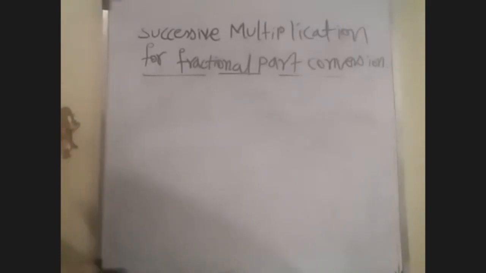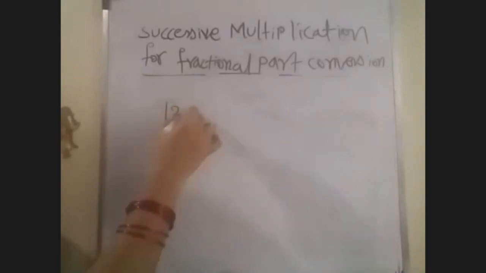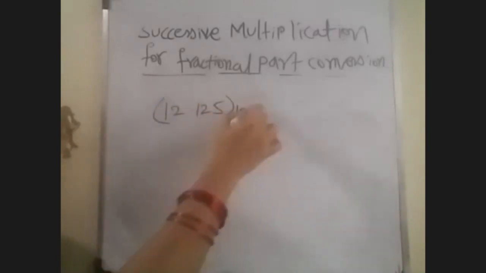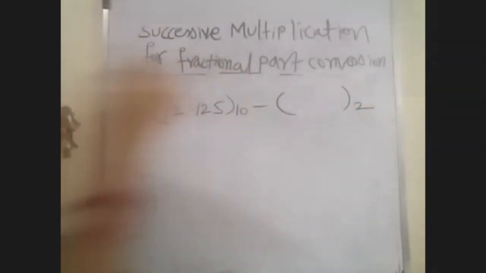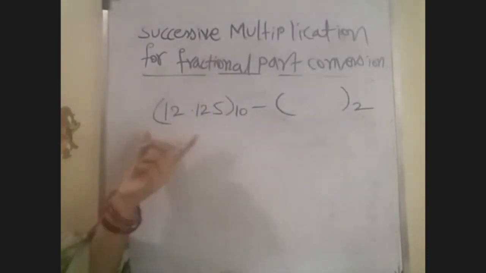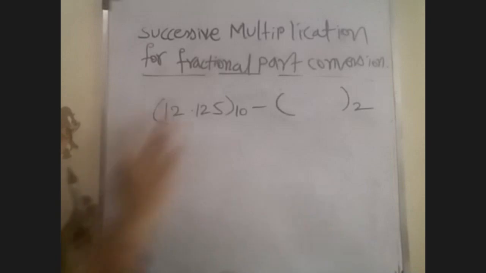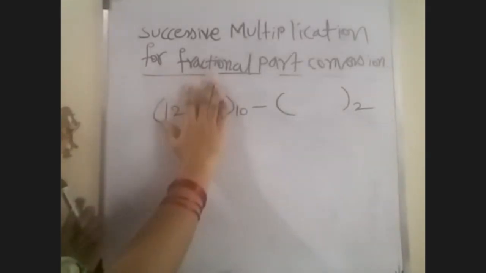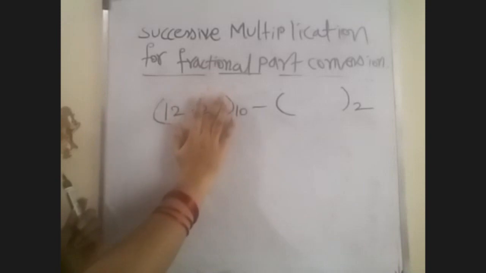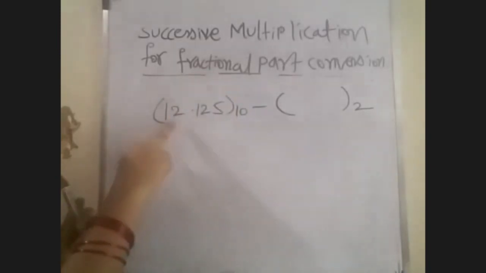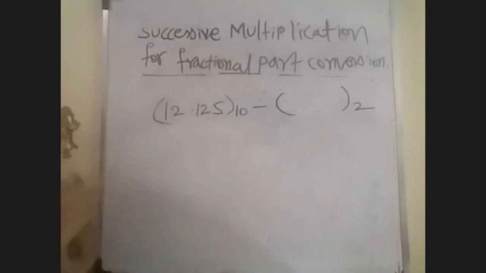For example, convert the decimal number 12.125 from base 10 to base 2. You know that without the fractional part, you convert 12 to base 2 by dividing it by 2, and then you write the result from bottom to top.